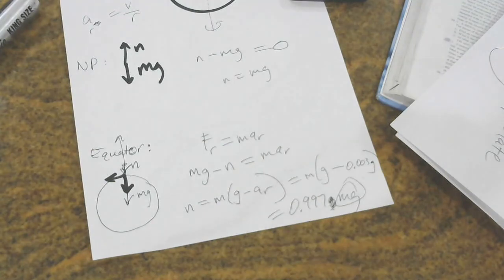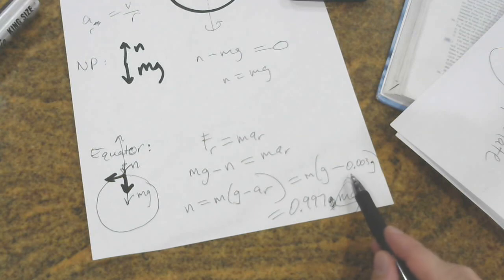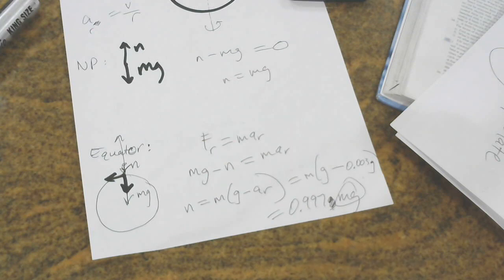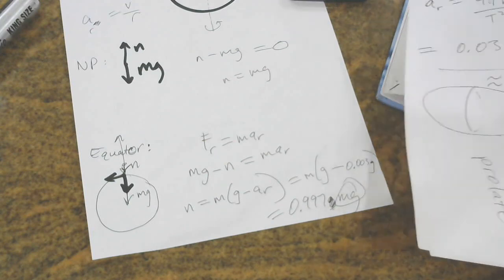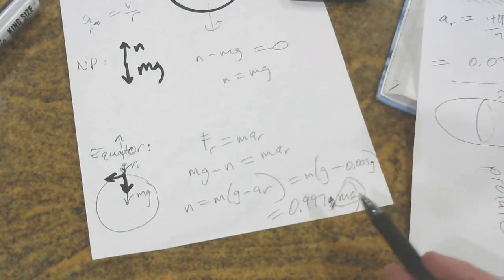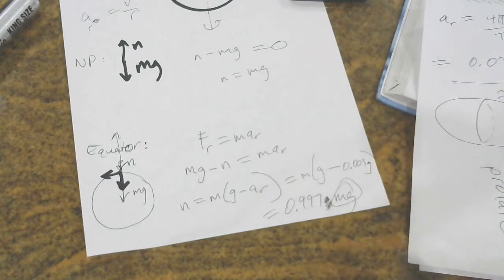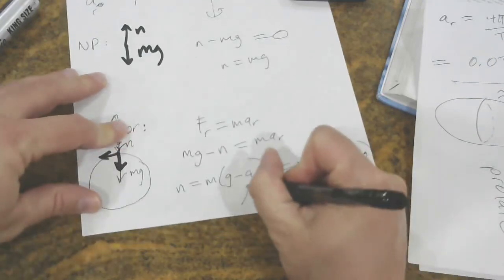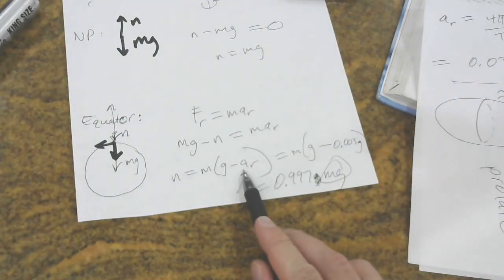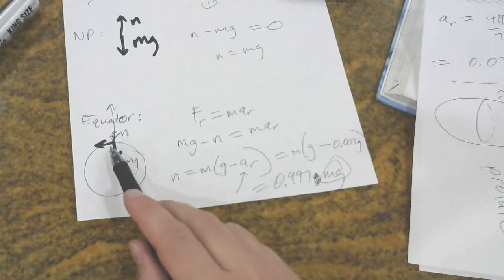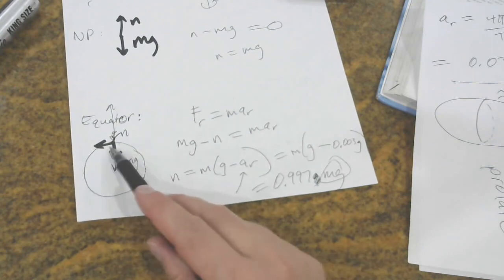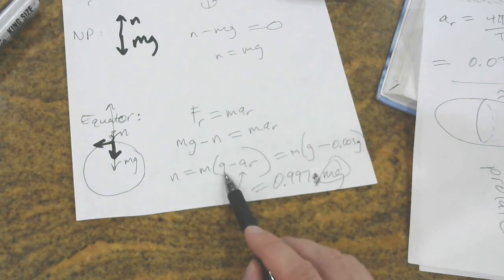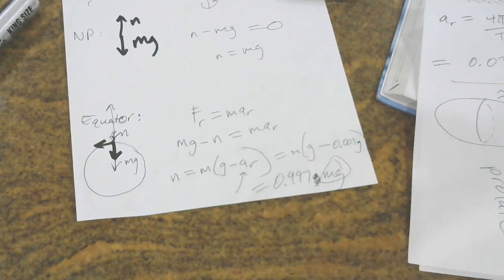If you spun the Earth faster, you would be subtracting an even bigger number here, bringing your normal force down even lower. Carry that logic forward. There must be some speed at which v squared over r is large enough that this just goes to 0. In fact, you see what if a sub r was equal to 9.8, if the centripetal acceleration of this person living at the equator was in fact 9.8, 9.8 minus 9.8 is 0. That would mean you were weightless.